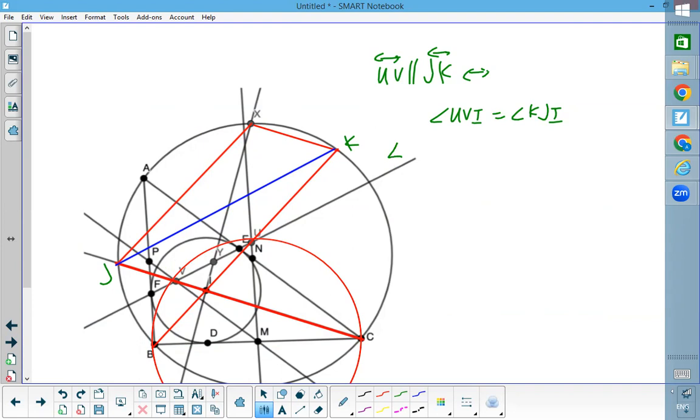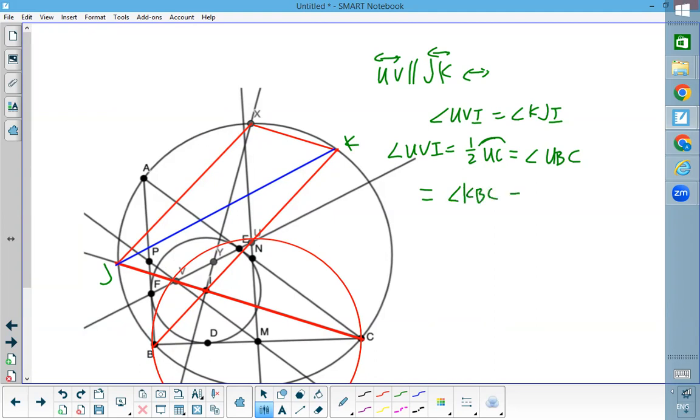So this is what we want to show. We start with the angle UVI. What's that equal to? Well, now this is where we use cyclic quadrilaterals. If you look at UVI, that's equal to half of the arc UC. So therefore this is equal to the angle UBC. But UBC is simply equal to the angle KBC.